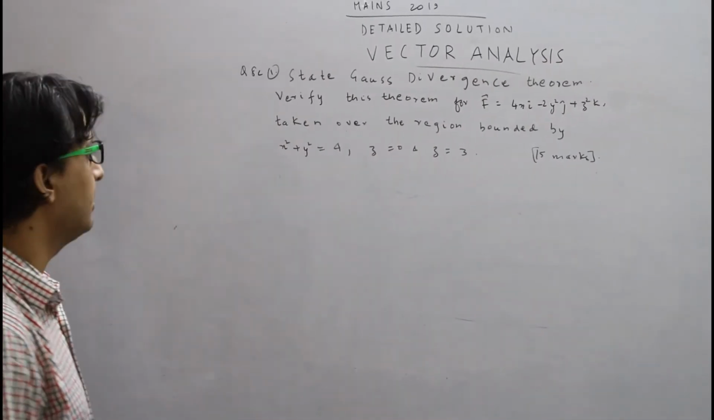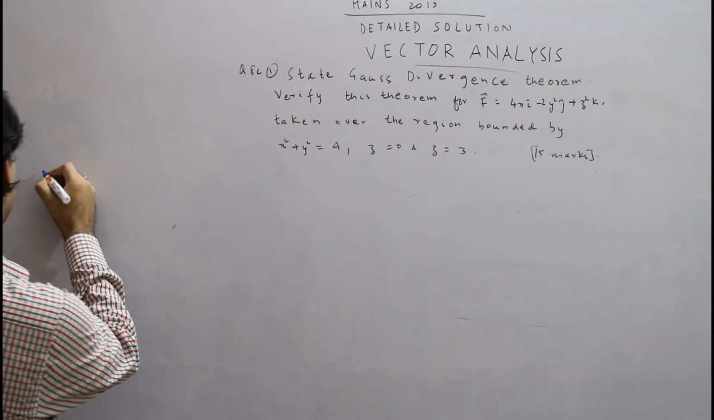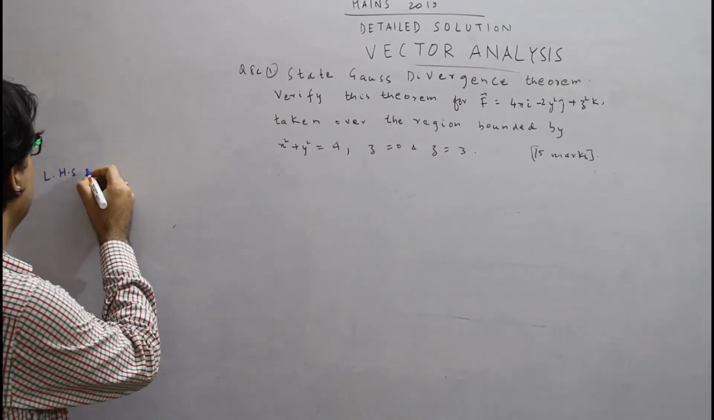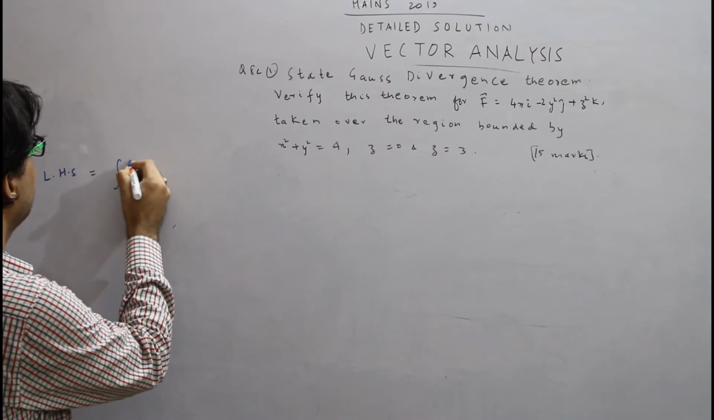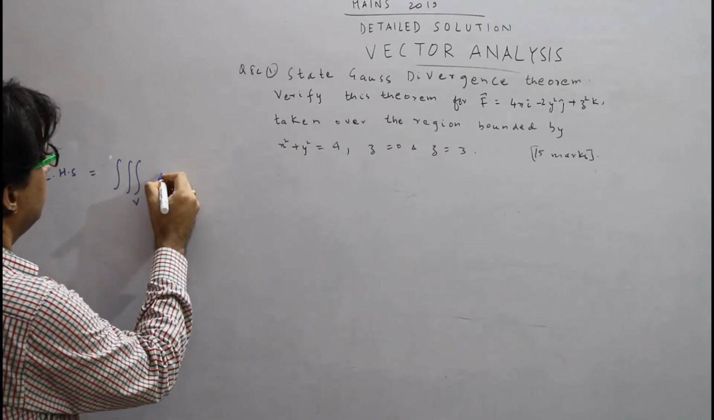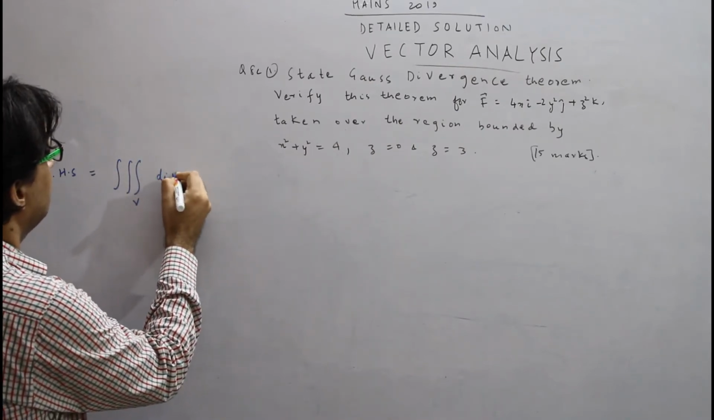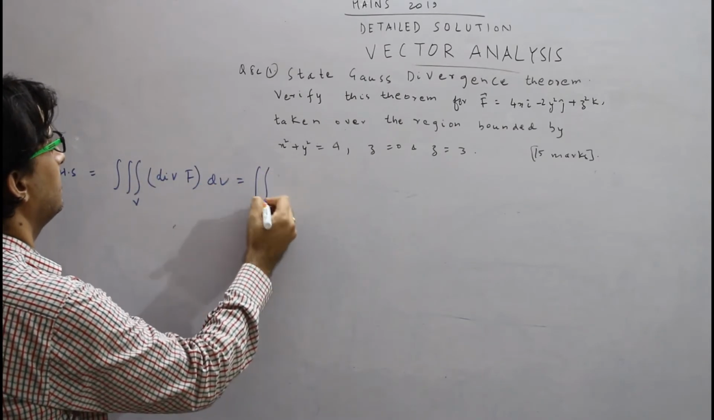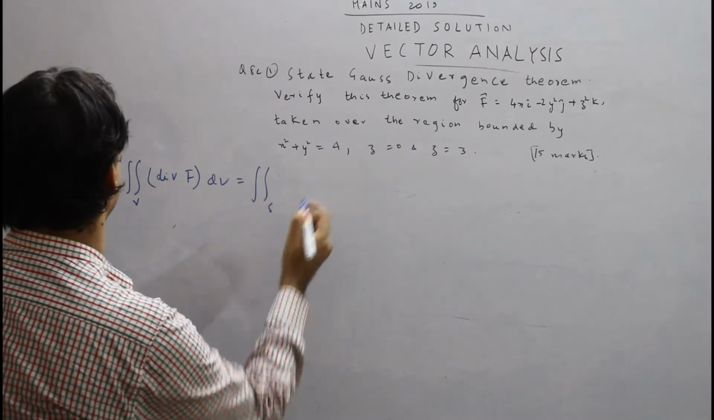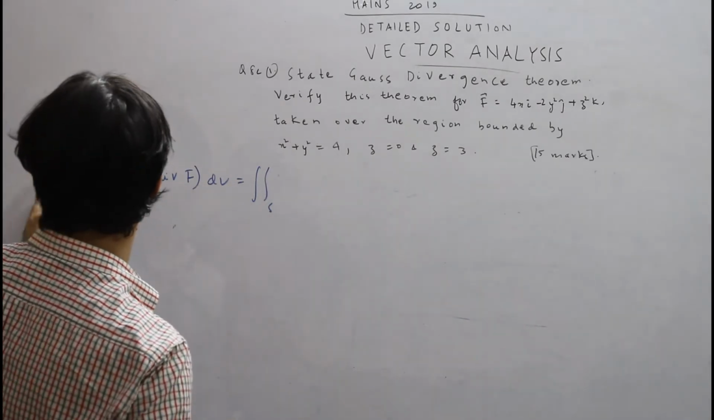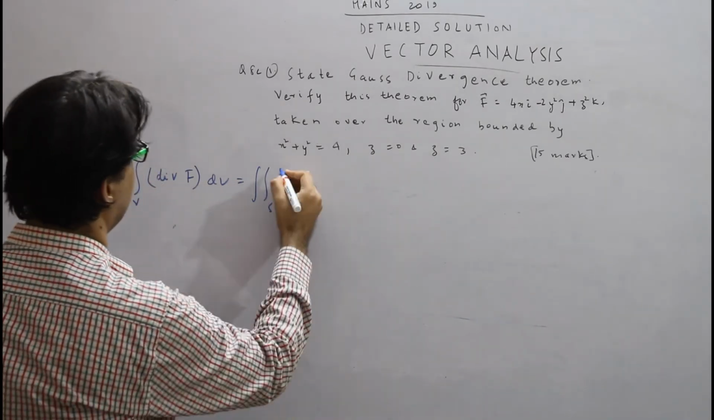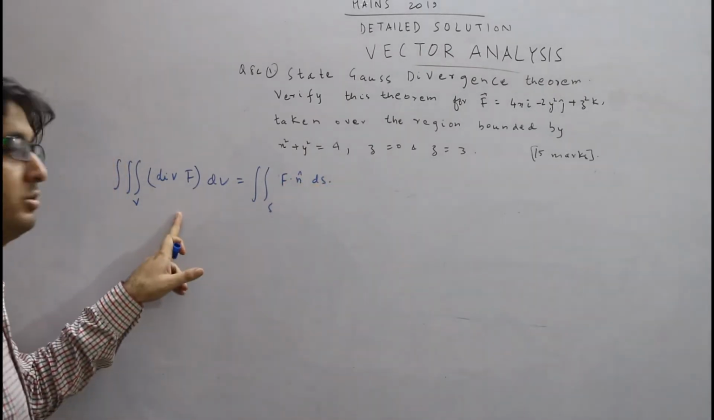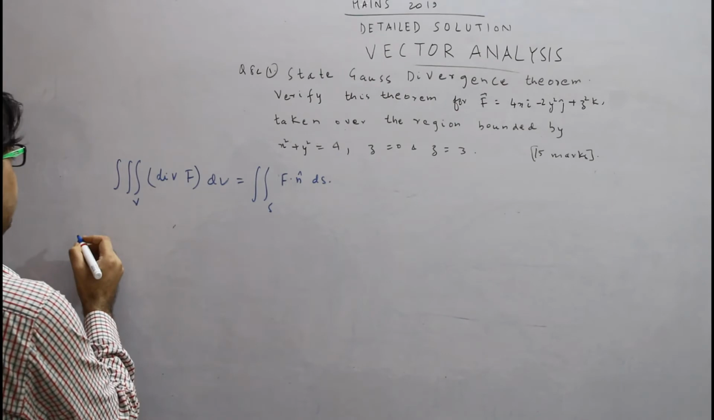So we will start with our LHS. This is the triple integration of the divergence of F dV, equal to... this was the theorem. So we are going to start with the left hand side.